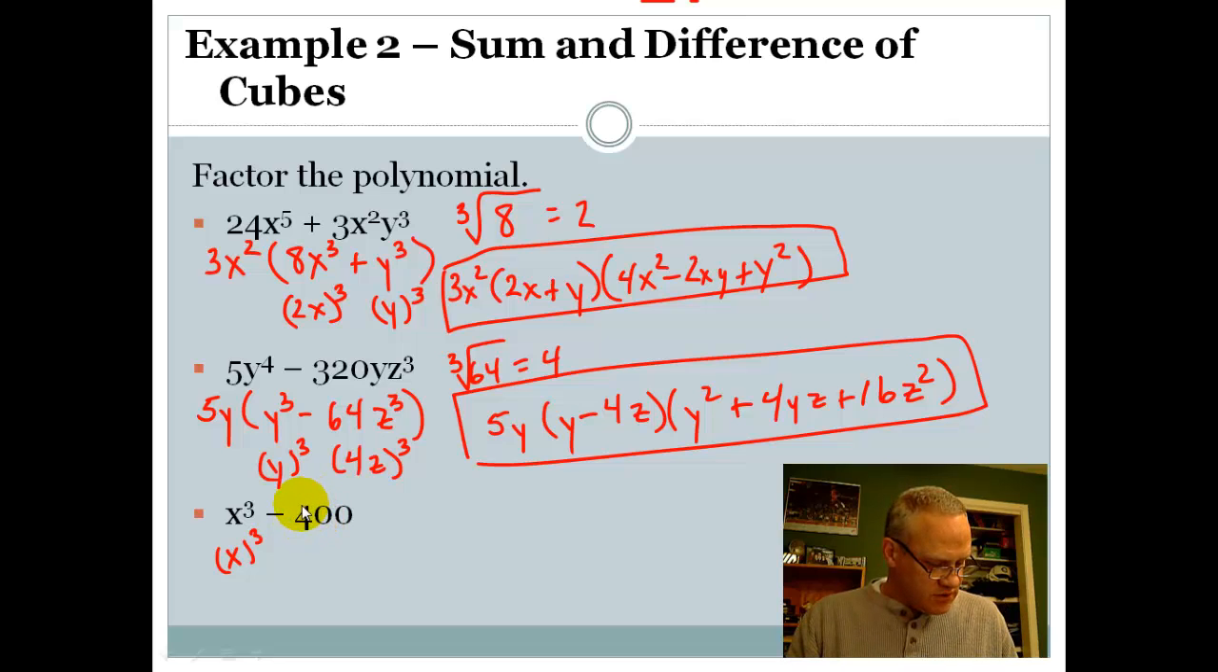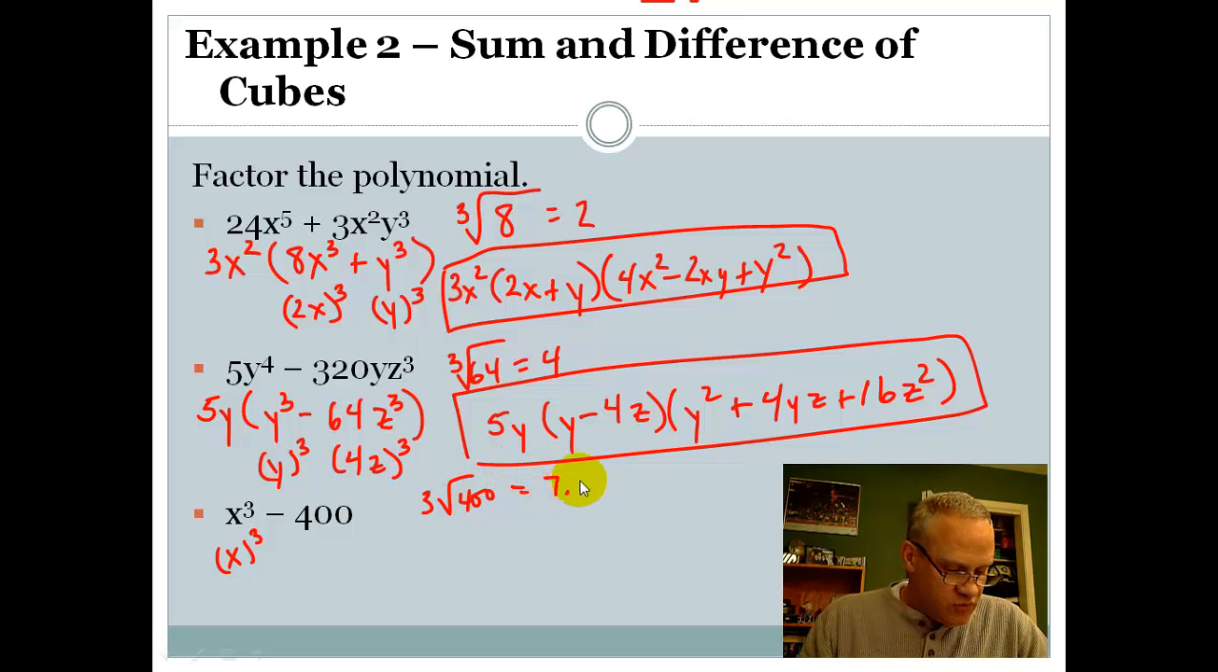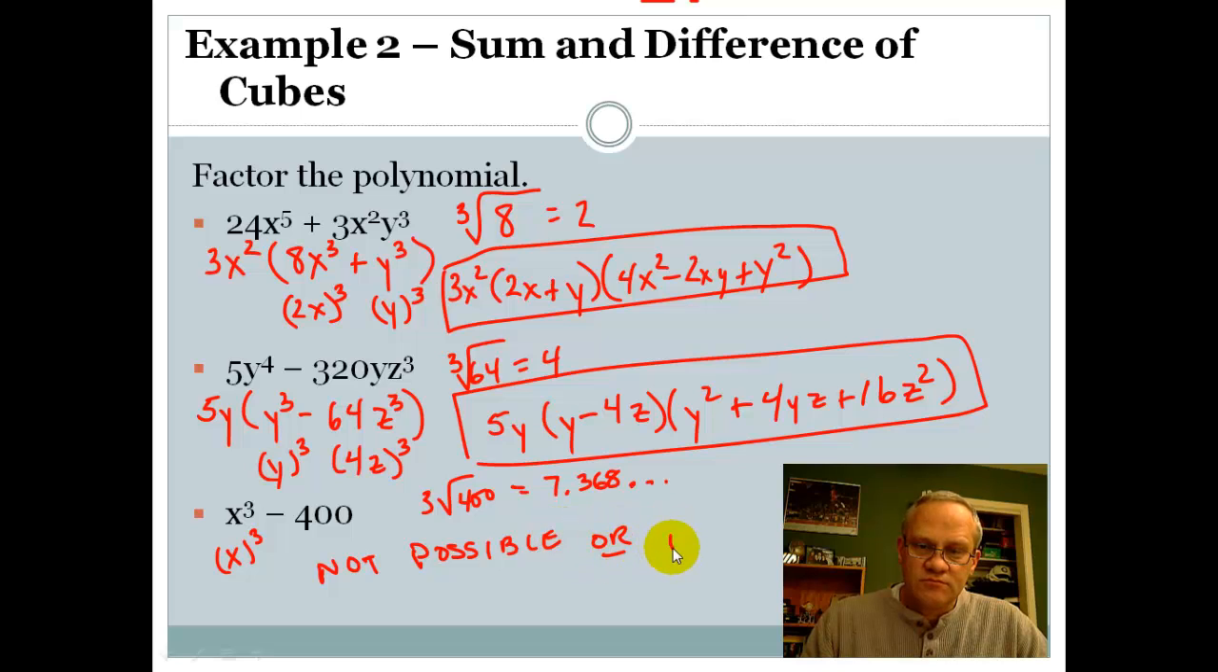400, and if you hit math, cubed root, type in 400, enter. You know what it tells you? It said the cubed root of 400 is 7.368... It goes on. It didn't go out evenly, did it? So that is not a perfect cube, and so we would just say here, well, you know what? Not possible, or I guess you could say prime. That's prime. So that's kind of what you're looking for there.